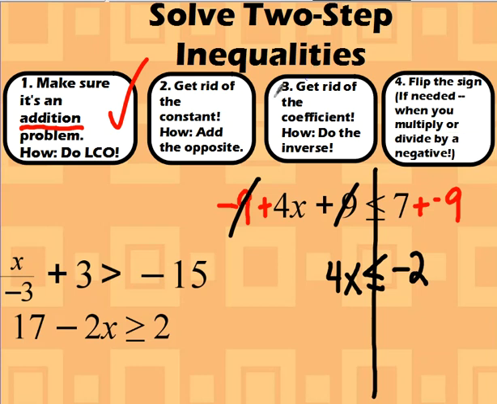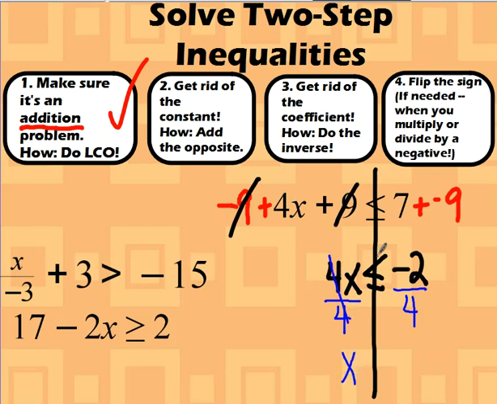Step number 3 says get rid of the coefficient. That would be this 4 here, our coefficient. I'm going to do that by doing the inverse, so divide by 4. Whatever you do to one side, you do to the other. So these 4s cancel, leaving x.